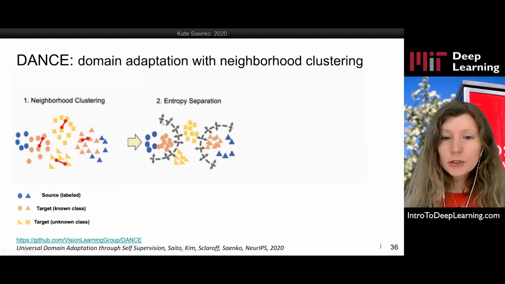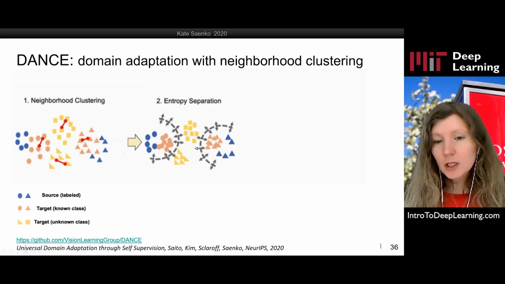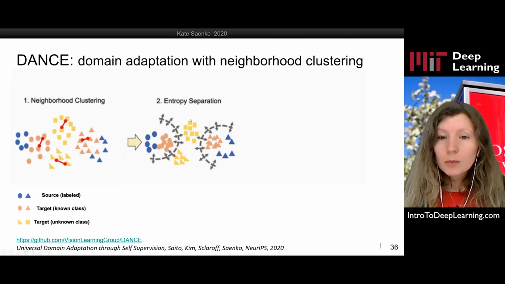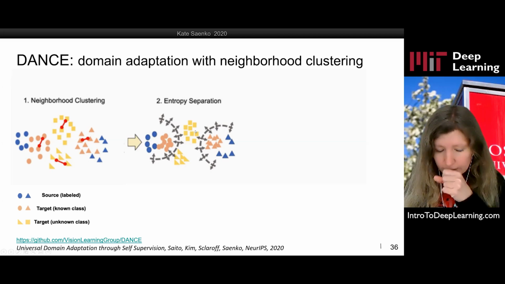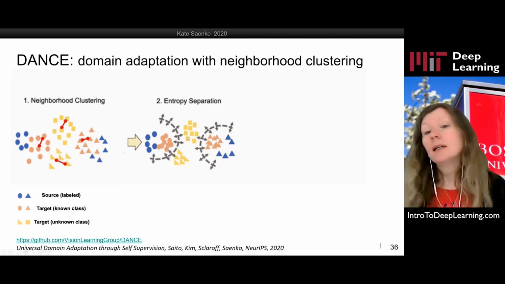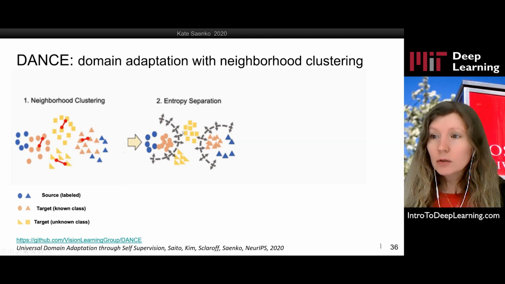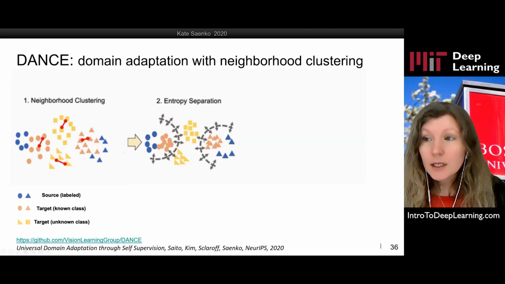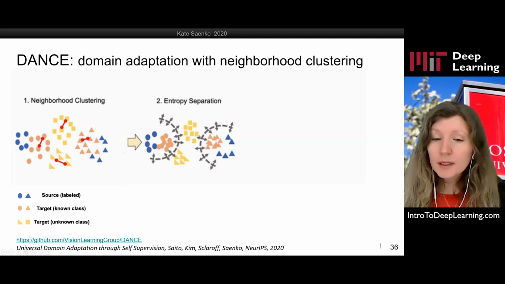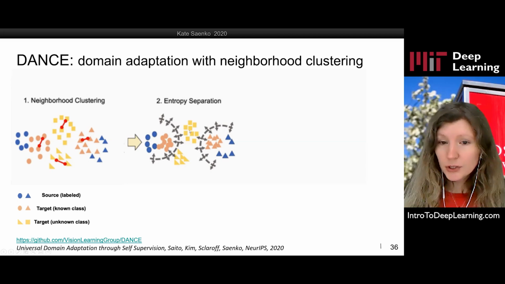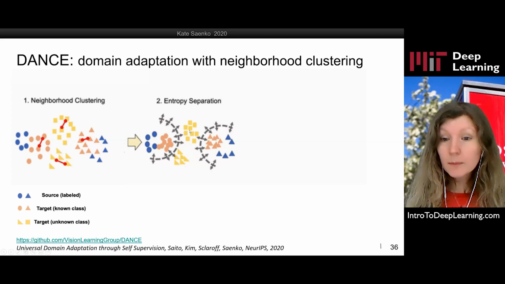Now what we want to do is add an entropy separation loss, which further encourages points that have a certain entropy to move away from the known classes. So this is essentially an outlier rejection mechanism, right? If we look at a point and we see that it has very high entropy, it's probably an outlier. So we want to reject it and push it even further away.